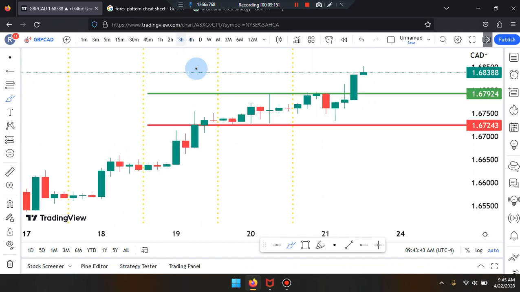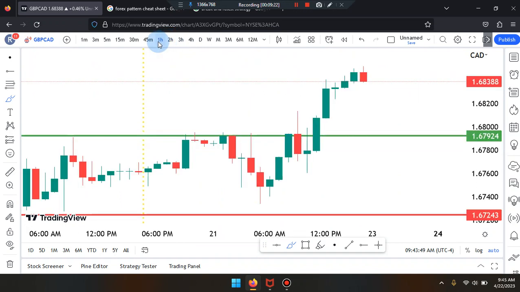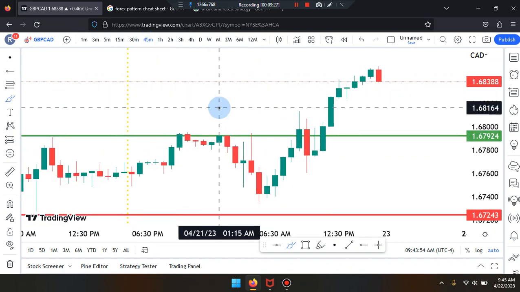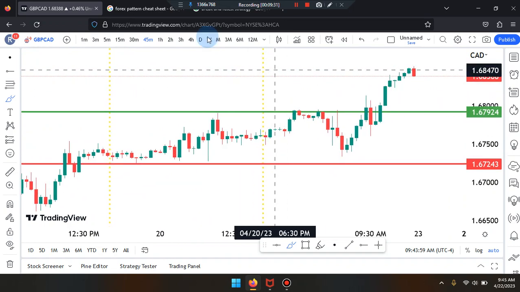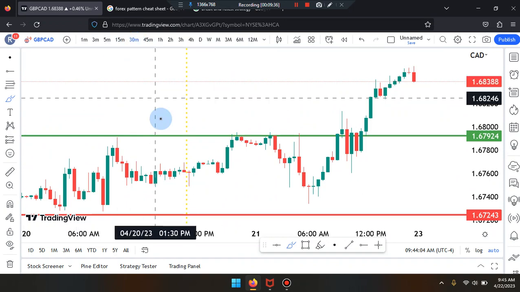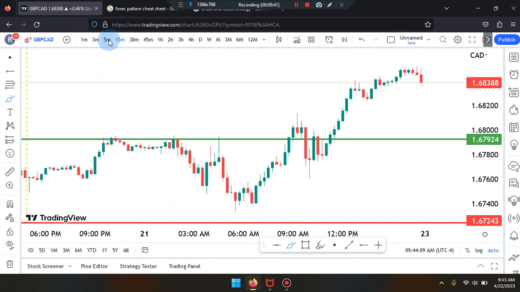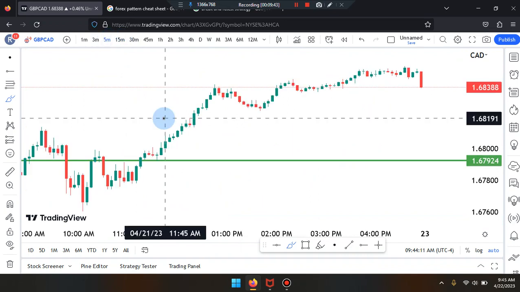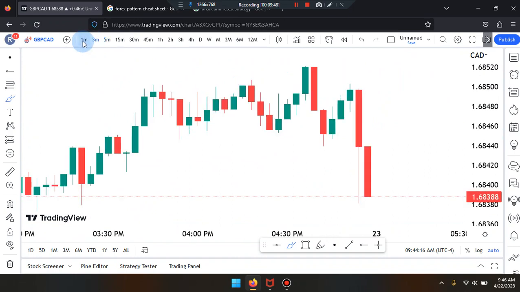Headed down to the 3, headed down to the 2, walking down to the 1, 45, 30, 15, 5, 3, and 1.